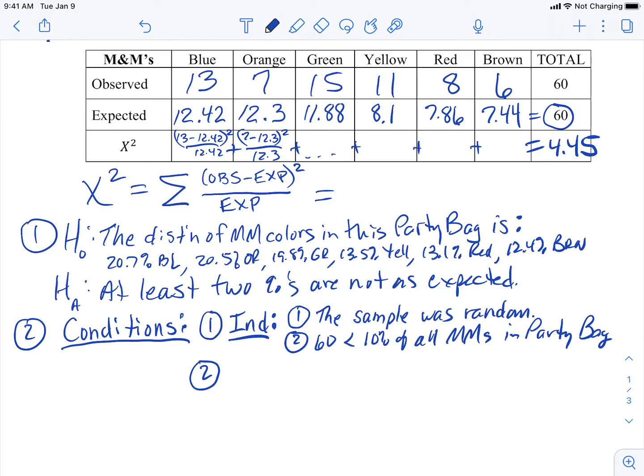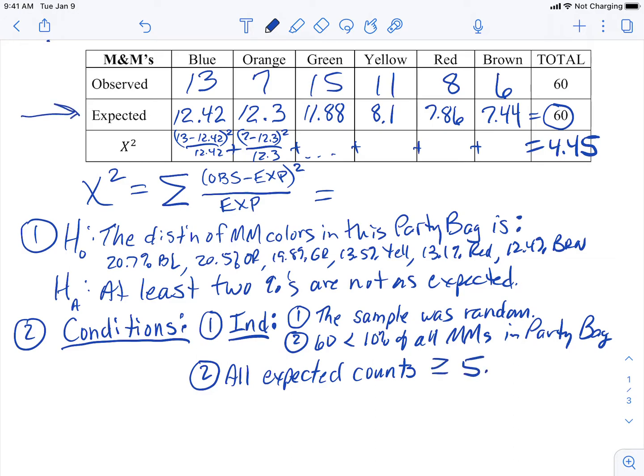The second thing is that our sample size is big enough. And we've had a couple different rules about that. If it's means, we like n to be at least 30. If it's proportions, we like n times p and n times 1 minus p to be at least 10. Here, we want all expected counts to be at least 5. And they are. All expected counts, and we've got them listed up there. All expected counts are greater than or equal to 5.